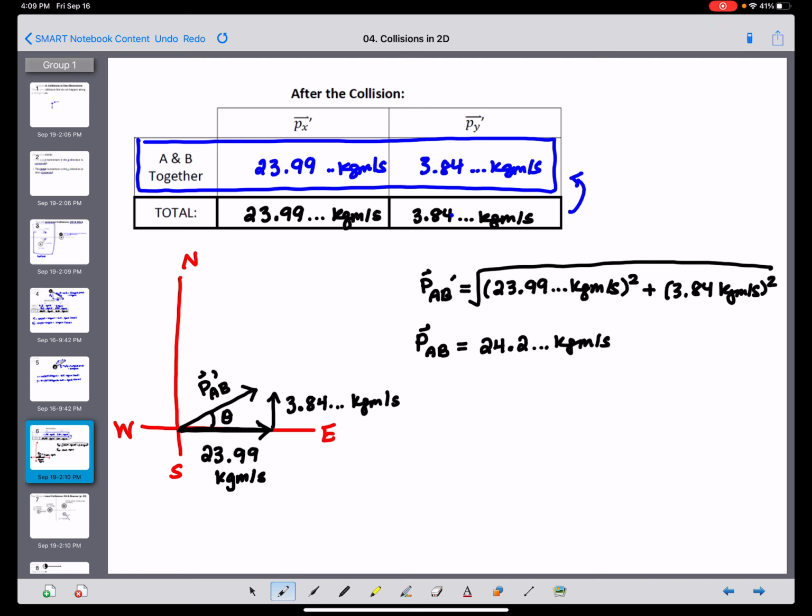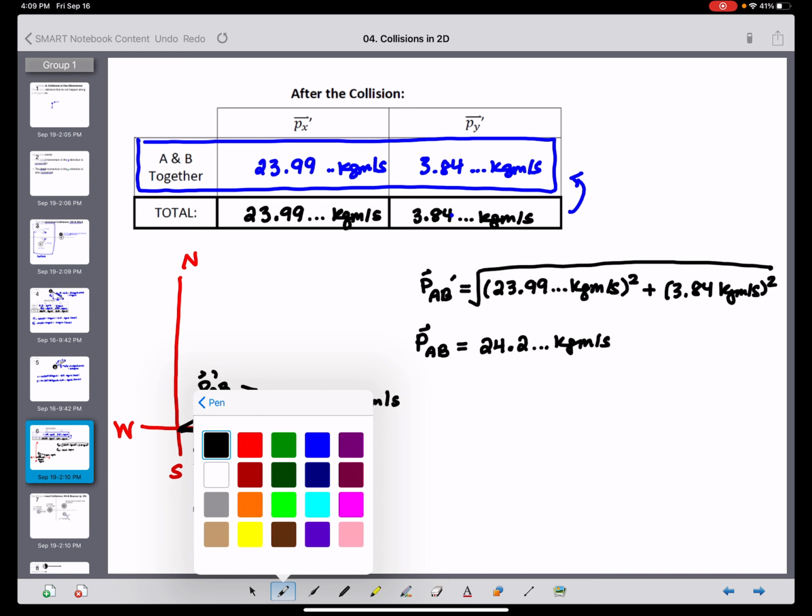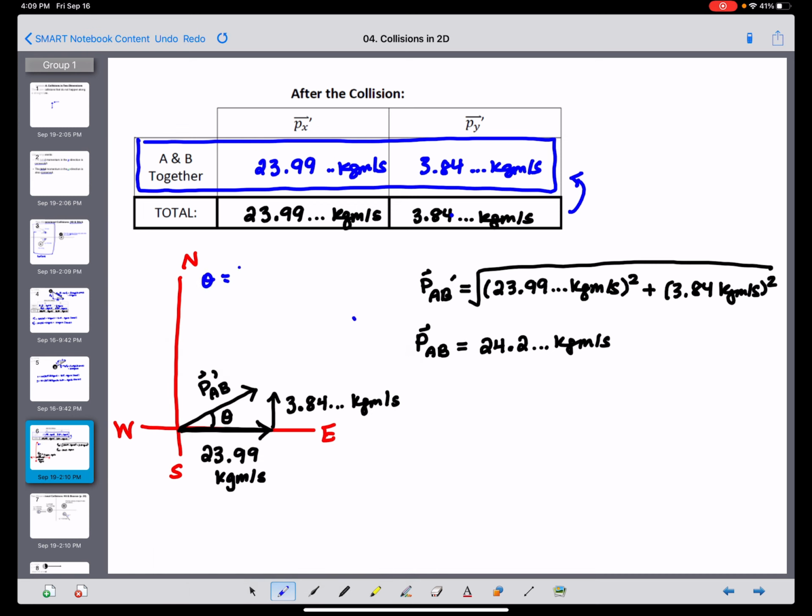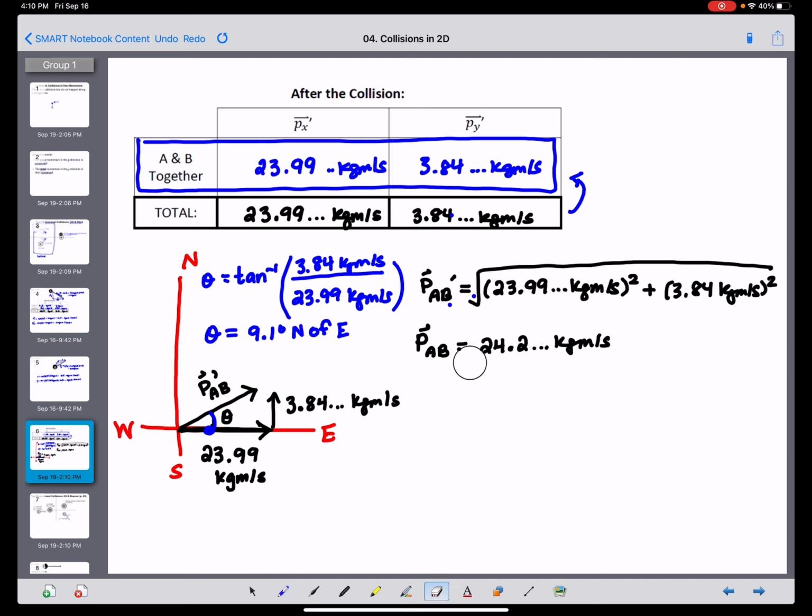And then for the angle, maybe just calculate the angle in a different color over here. So for the angle, we're going to do tan inverse of the opposite side over the adjacent side. So of 3.84 kilogram meters per second over 23.99 kilogram meters per second. And for that, I got about 9.1 degrees. And in my triangle, my angle is touching the east axis right here. So north of east, remember east has to be written last.